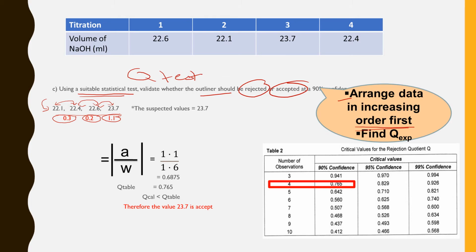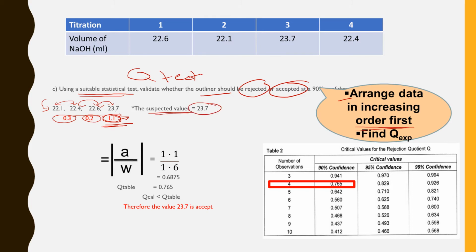Okay, so the highest gap, the highest gap between the data 3 and 4, so this one you have to suspect. Suspect means reject or accepted because the gap is so big. Because the gap is not the same as the other gaps. Okay, 1.1. So the highest gap, 23.7, this is the suspected value.